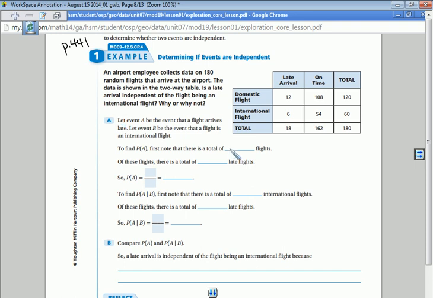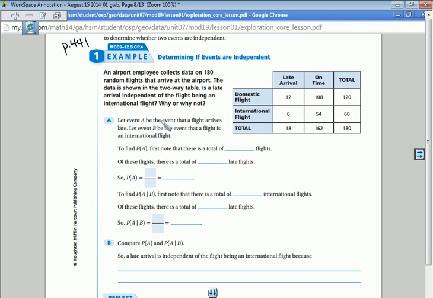Okay, so here we are on 441. And it reads, an airport employee collects data on 180 random flights that arrive at the airport. The data is shown in the two-way table. Is a late arrival independent of the flight being an international flight? Why or why not? So we have all the information we need right here.